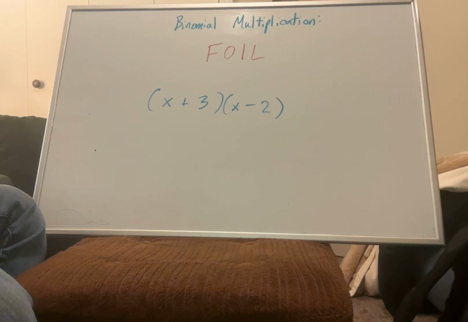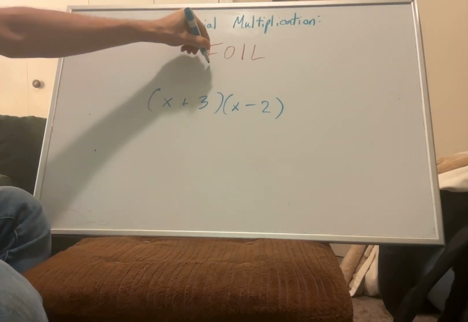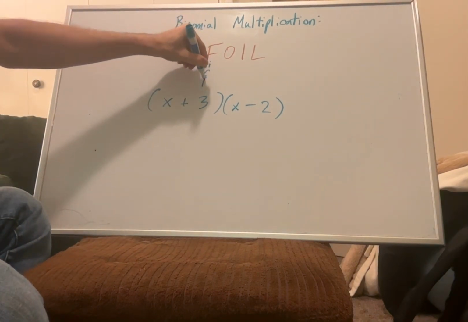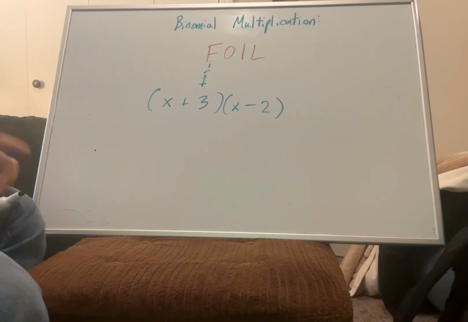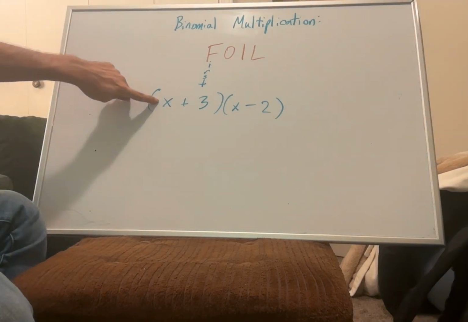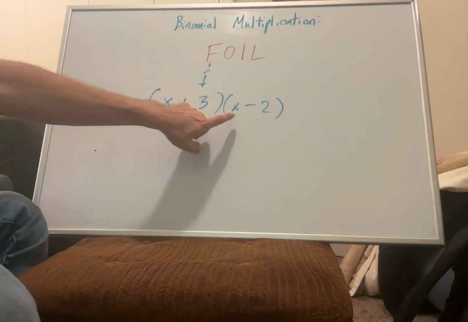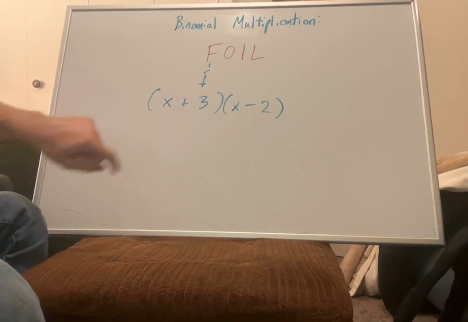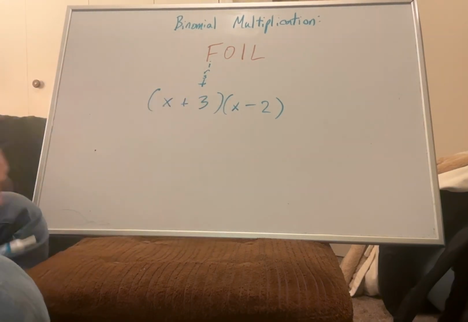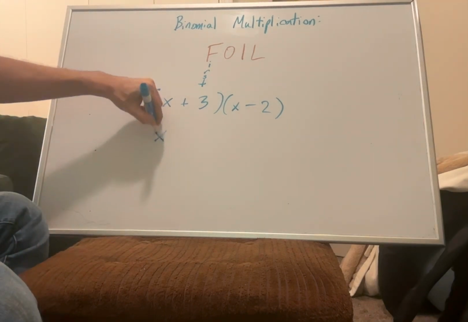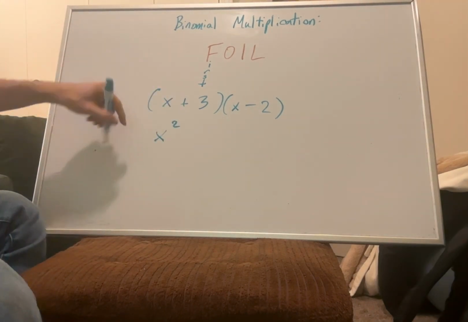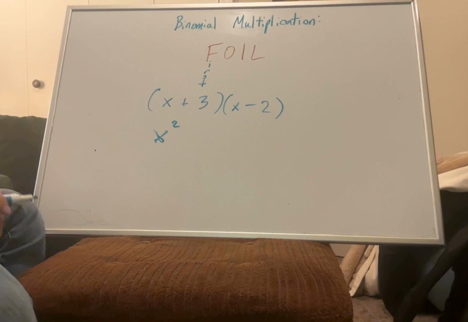The letter F in FOIL is going to stand for first. The first multiplication is just the first term in each binomial. The first term in this binomial is x. The first term in this binomial is also x. x times x is going to be x squared. So our first term is just x squared.